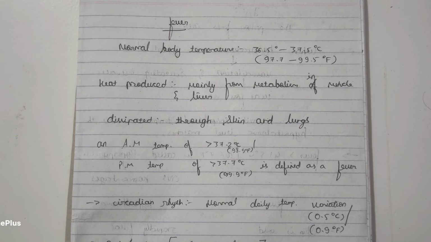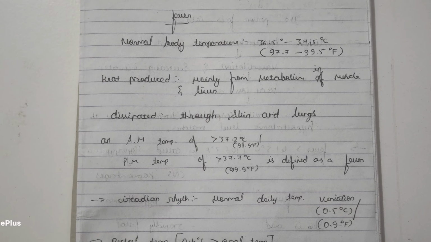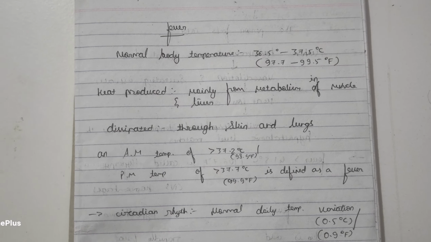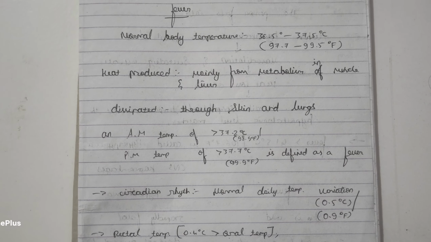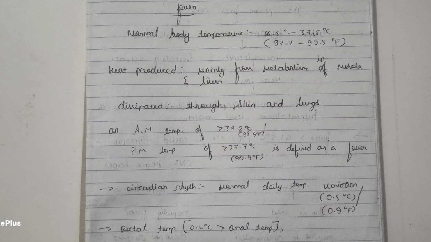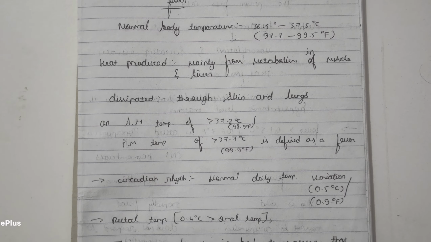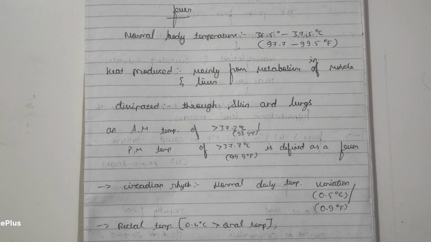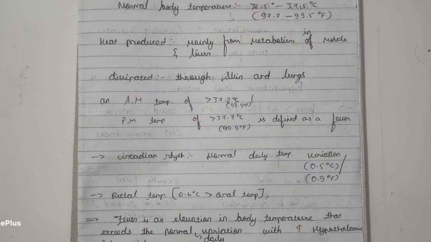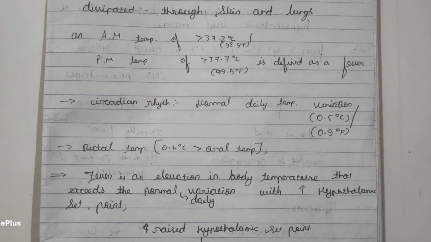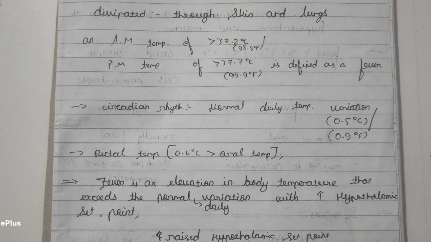Okay, and we also consider the temperature of a body as a fever when, in the AM, it is more than 37.2 degrees centigrade, and in the PM it is more than 37.7 degrees centigrade. If it is more than these temperatures, we'll consider it as fever. Okay, in our normal circadian rhythm, the normal daily temperature varies around 0.5 degrees centigrade, and we know that our rectal temperature will be more than the oral temperature, around 0.4 degrees centigrade.